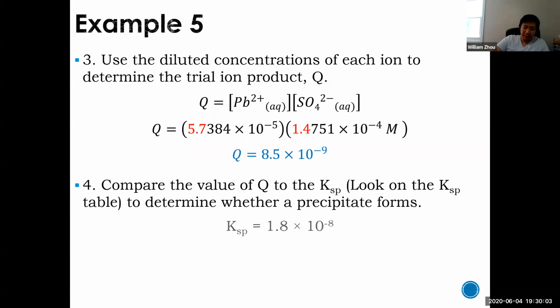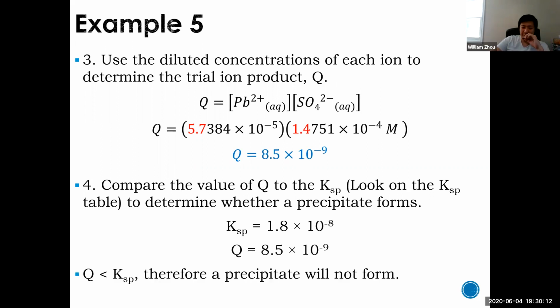What is K? Well, K is 10 to the negative 8. So in this case, Q is actually smaller than K, because negative 9 is smaller than negative 8. So therefore, you don't have enough ions, and a precipitate will not form. So the answer is no. Okay, but on the test, you have to show me what Q is. You can't just say yes or no. It's not a 50-50 question. You have to prove it to me. Okay?